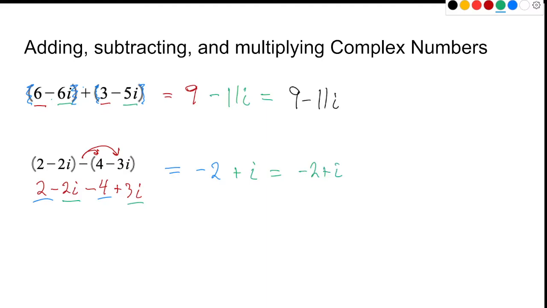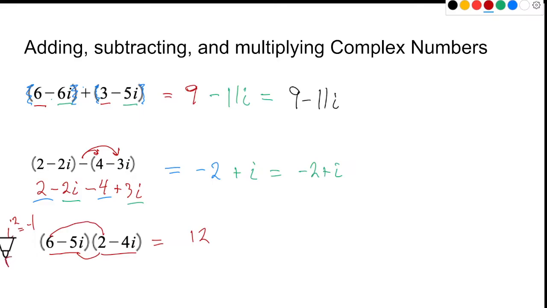Multiplying is maybe the most complicated part, but not so bad. What we have is two binomials, and we're going to think of it as FOIL, treating the i as if it was a variable, as if it was an x. The only thing is when we do get an i squared, we can convert that back to -1. Remember, i squared equals -1. So we first multiply the first terms: 6 times 2 is 12. Then we multiply the inner terms, these two.